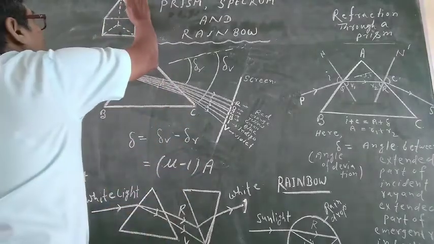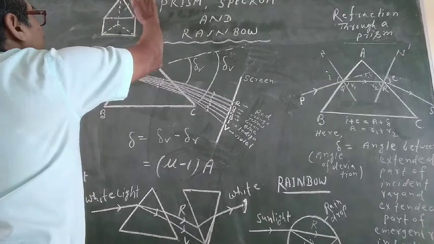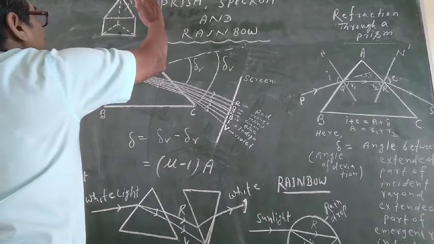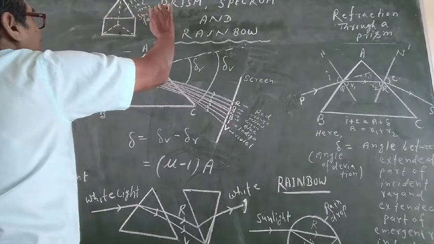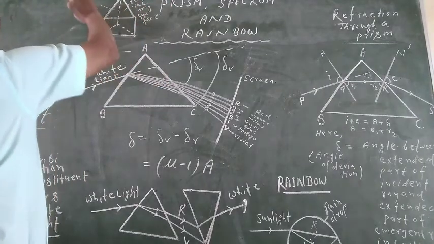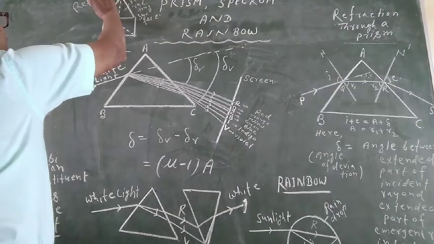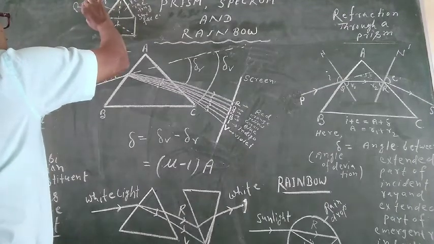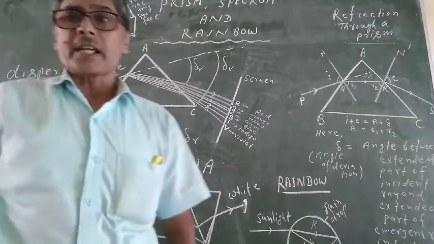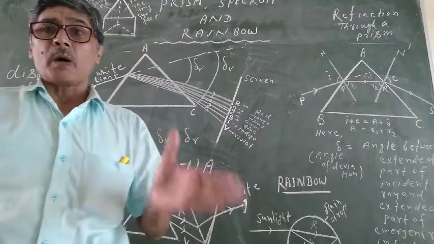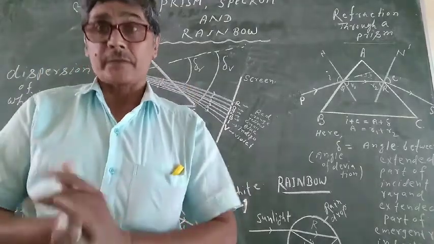This is a refracting surface. This is also called a refracting surface. This is a refracting surface. So a prism is a transparent refracting medium bounded by three rectangular surfaces and two triangular surfaces.